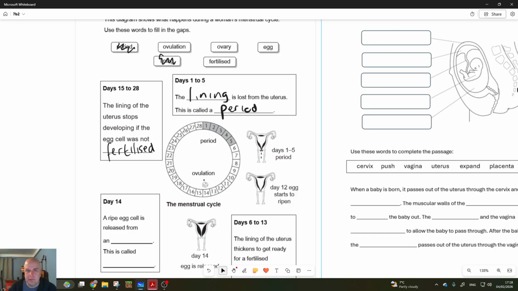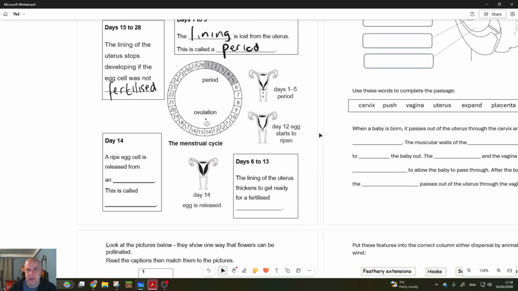Beautiful. Now, the next two. Day 14, a ripe egg cell is released from an ovary. This is called ovulation. Now on day 6 to 13, the lining of the uterus thickens up to get ready for a fertilized egg.